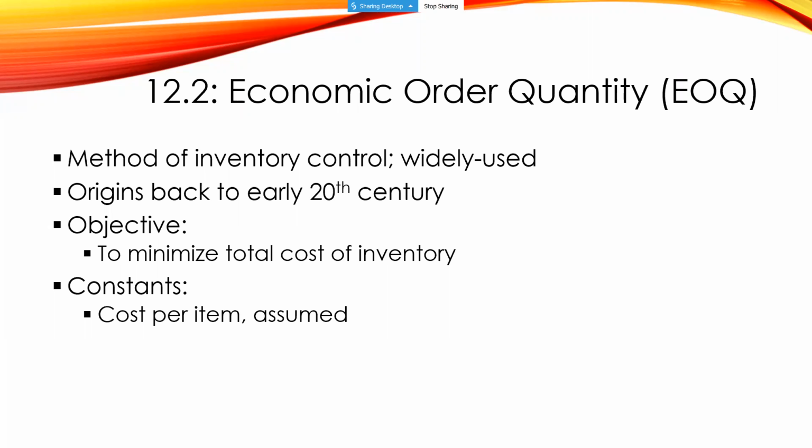And there are several constraints that are involved. But the cost per item, when you're calculating economic order quantity, is assumed to be a constant. We'll introduce a little bit farther into the discussion a little discussion about quantity discounts, where you do have a difference in cost per item.